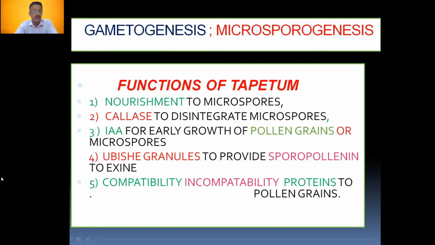The fifth use of the tapetum is that it provides proteins which help in compatibility and incompatibility reactions when the pollen grain falls over the stigma of a flower.